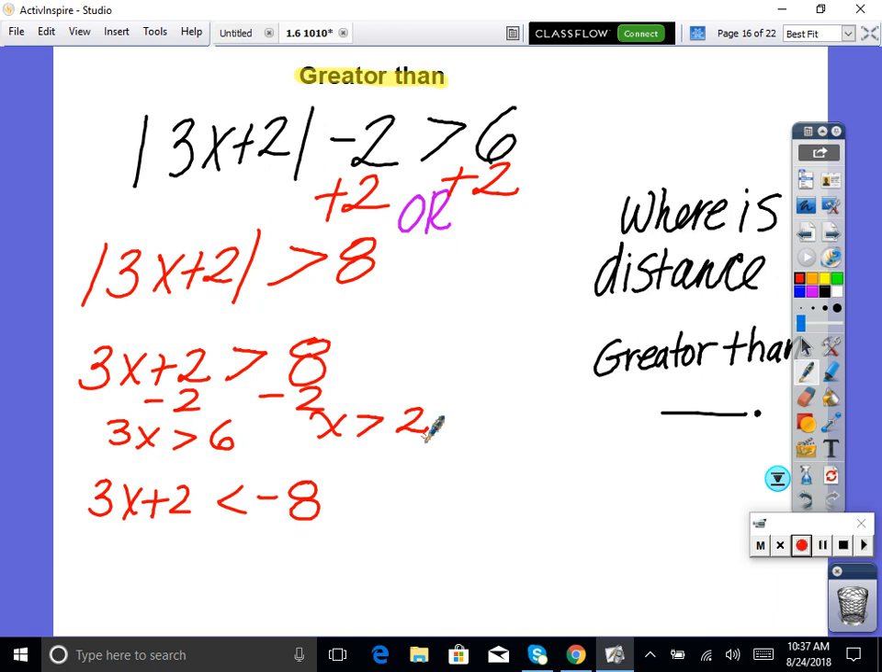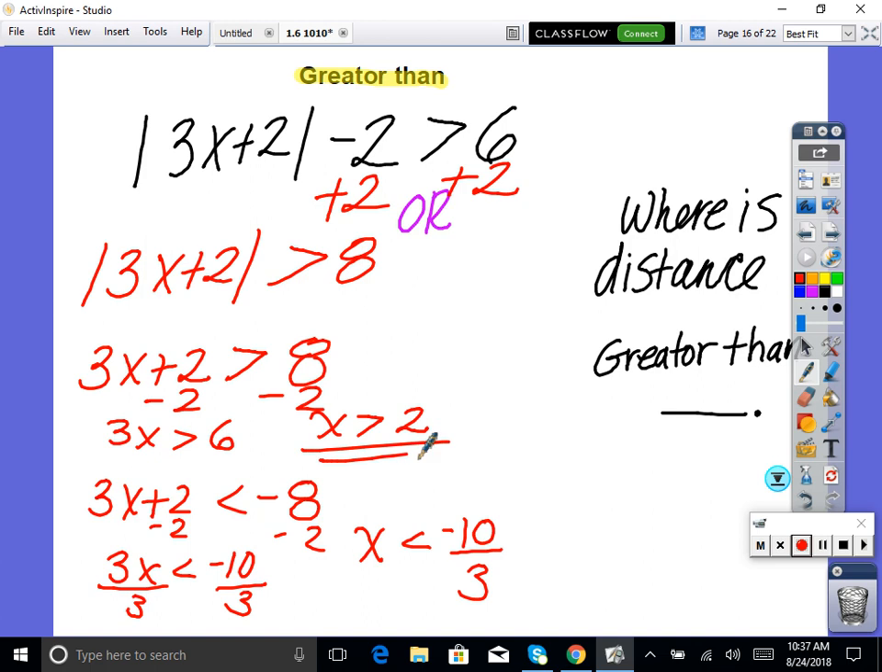That's one of them. And then subtract 2, subtract 2. 3x is less than negative 10. Divide by 3, divide by 3. Any x value less than negative 10/3. So either answer gets to come. I'm going to double underline.